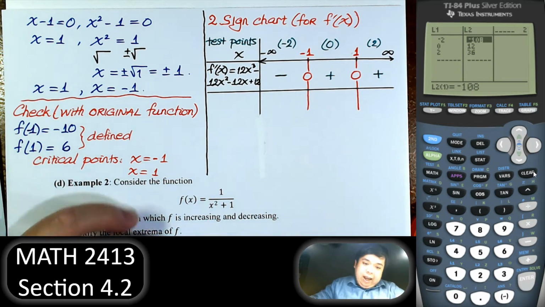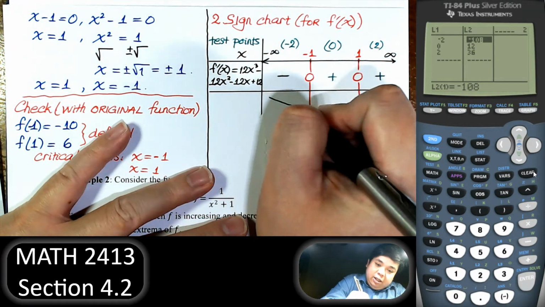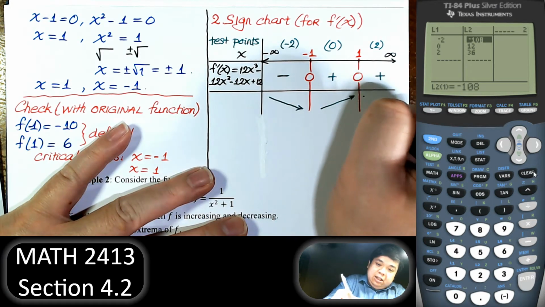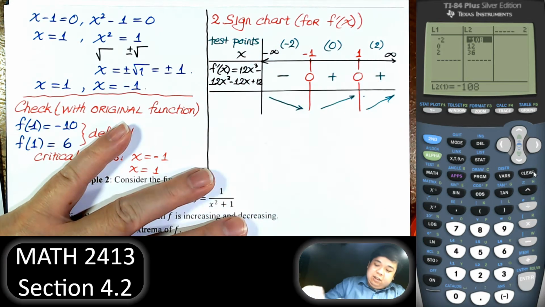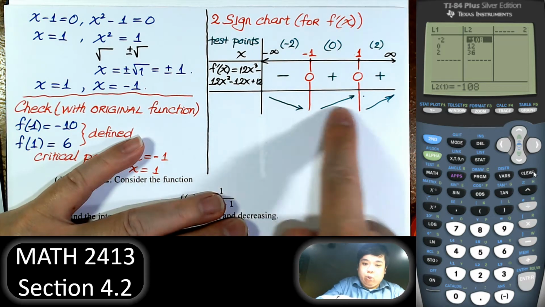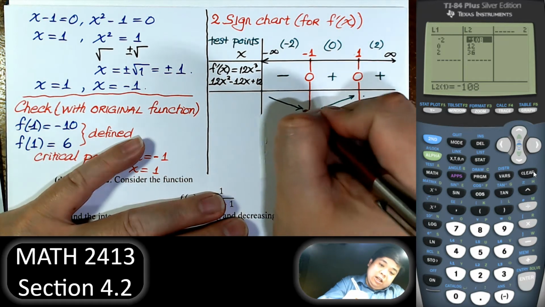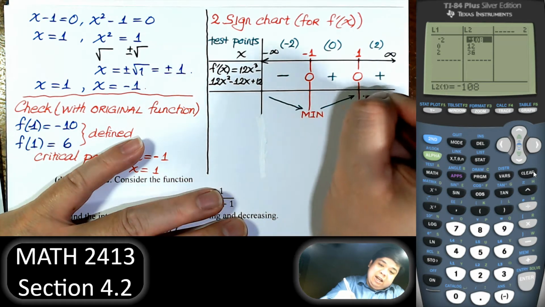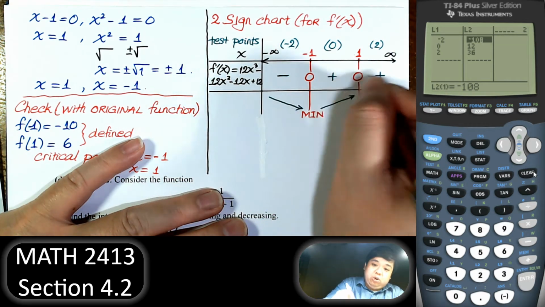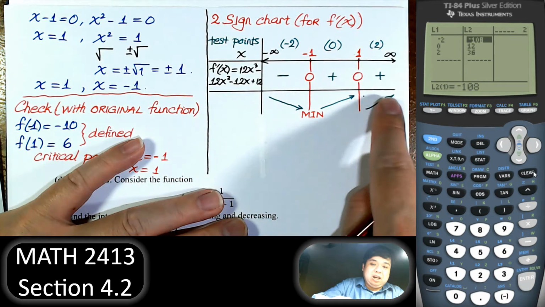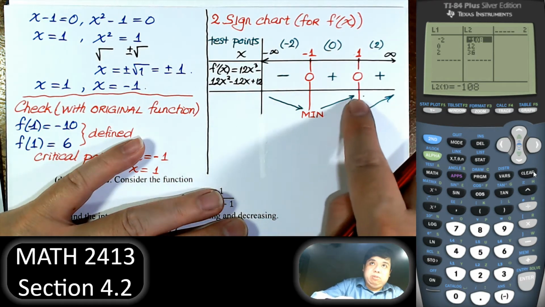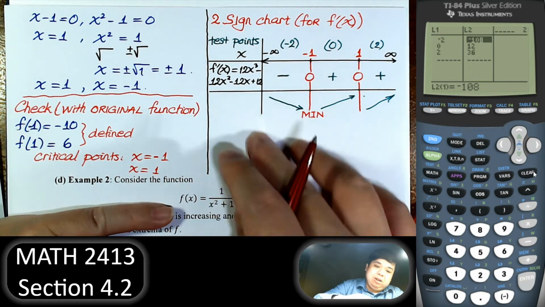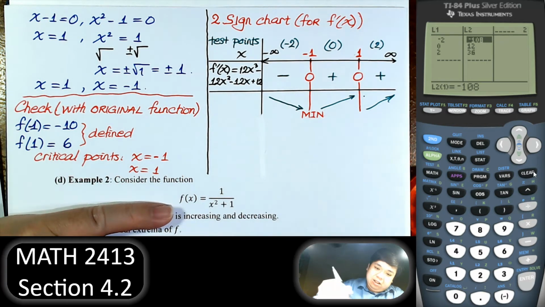If it's negative, it is decreasing. Positive, it is increasing, and keep increasing. So obviously, when the sign chart goes like this, here we have the local minimum, right? And there's nothing here because the sign does not change. If it just keeps increasing like this, there's no maximum or minimum here. So there's only one minimum. Right. So now we write the answer.